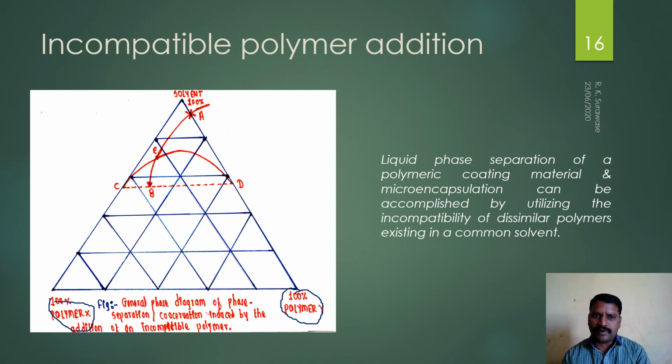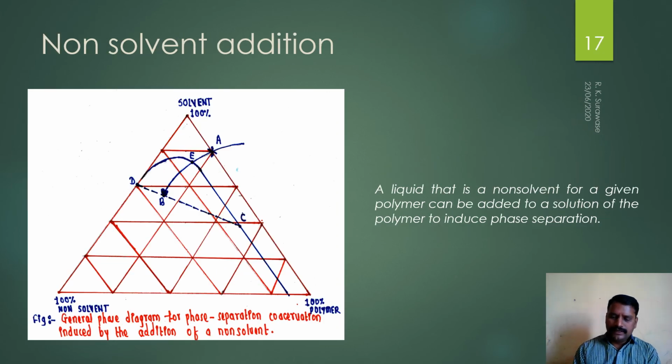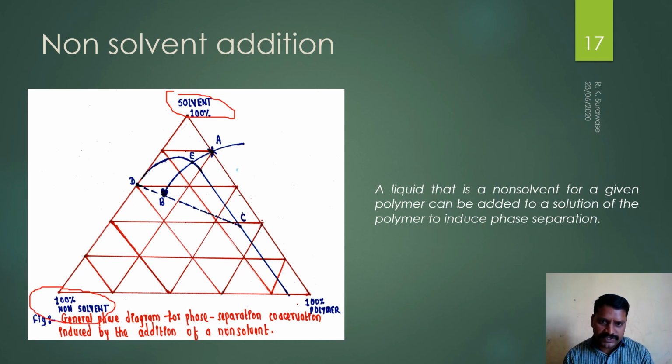Okay, so this is about the incompatible polymer addition. The third one is non-solvent addition. A liquid that is a non-solvent for a given polymer can be added to a solution of the polymer to induce phase separation. Here you can see 100% solvent, 100% non-solvent, 100% polymer. This is a general phase diagram for phase separation coacervation induced by the addition of a non-solvent.